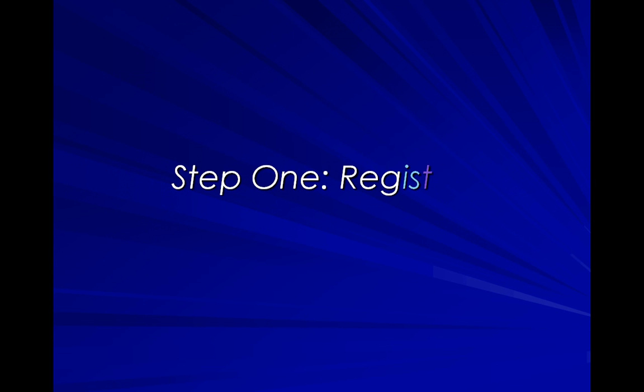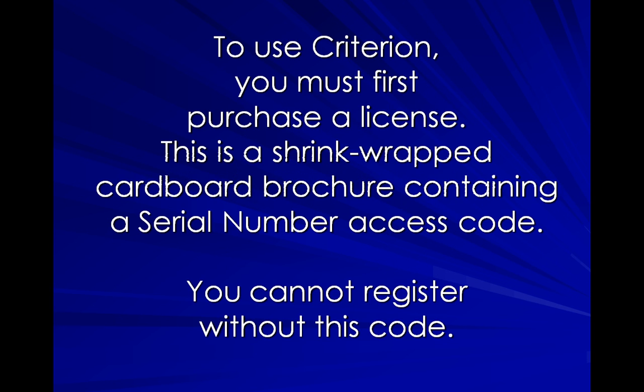The first thing you need to do is register yourself on Criterion so it knows who you are, what class you're in, what assignments you should get. In order to use Criterion, students have to purchase a license. This is a small cardboard brochure, shrink-wrapped, sold in the college bookstore. You can't register without that code. You're not buying a piece of software, you're just buying a code to a website.